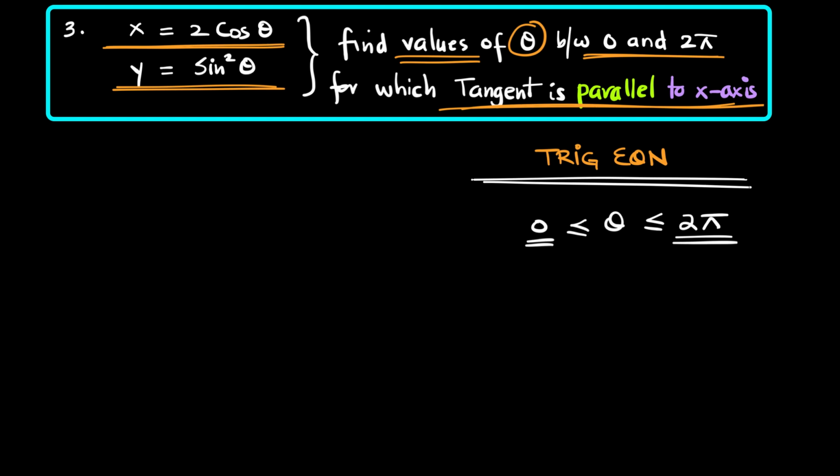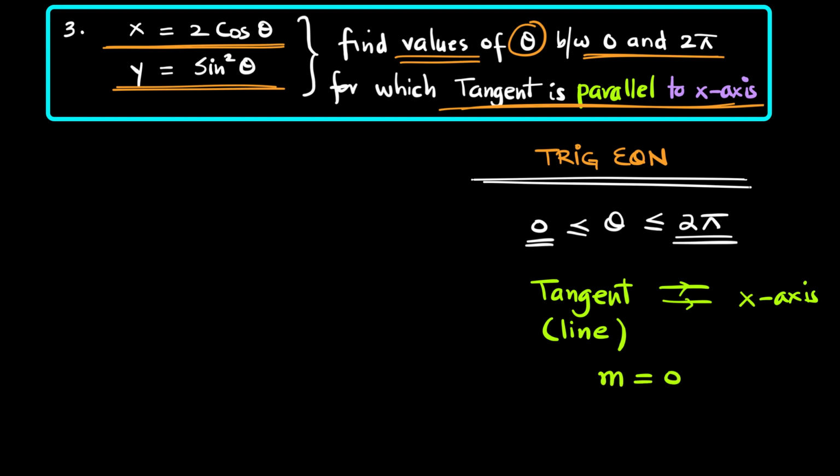Second thing, we are looking for the concept that a line, which is the tangent line, is parallel to x-axis. When a line is parallel to x-axis, the gradient is 0. What is the gradient of the tangent? dy by dx equals 0. So this is the strategy that we will use. We will work within the limits between 0 and 2 pi inclusive. Tangent parallel to x-axis means, from coordinate geometry, the gradient is 0. What is the gradient of the tangent? dy by dx, we will equate it to 0.